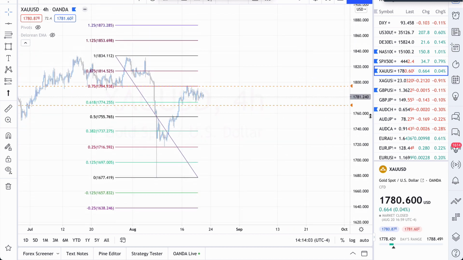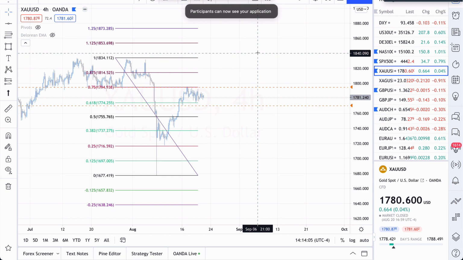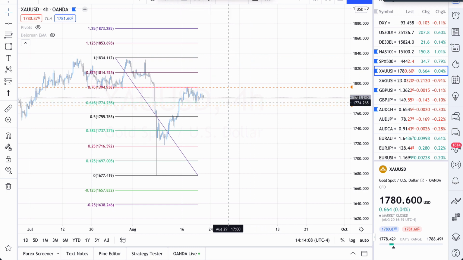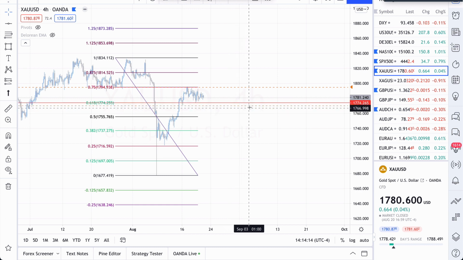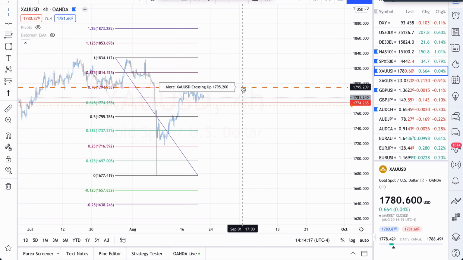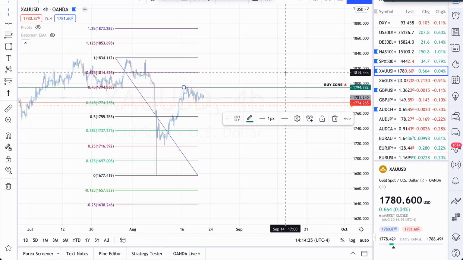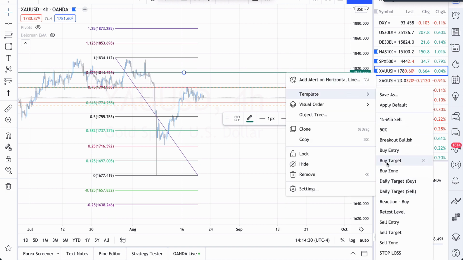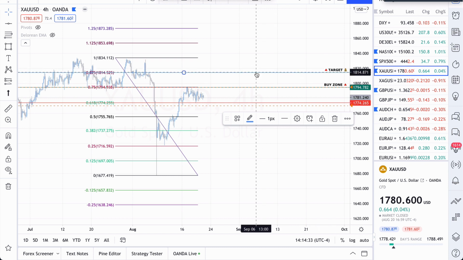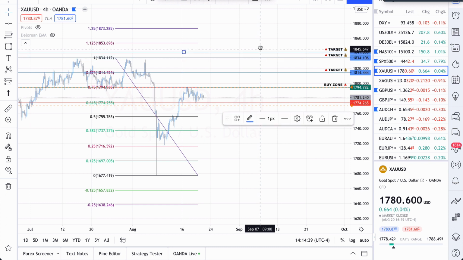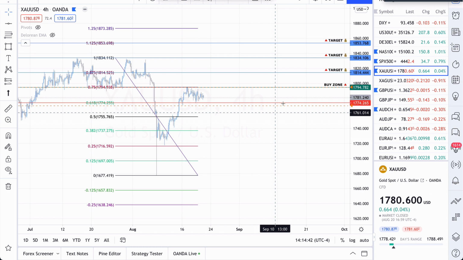Gold. Those dash lines, if you can see my dash lines, those are alerts. That's so I don't have to babysit the charts. Zone. Target. What I'm doing now is holding the command and it just copies the line. There we go.